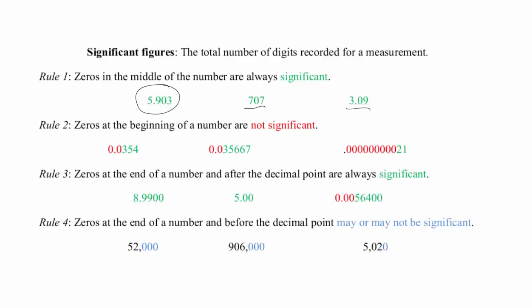The second thing to note is that zeros in the beginning of the number are not significant. So the numbers that are not significant, I've highlighted in red, and the numbers that are significant are highlighted in green. So if any zeros come before the first non-zero number, in the first case it's a 3, they are not significant. In the second case, we have 2 zeros that come before the first non-zero number, that is again 3. So that means that these 2 zeros at the beginning are not significant.